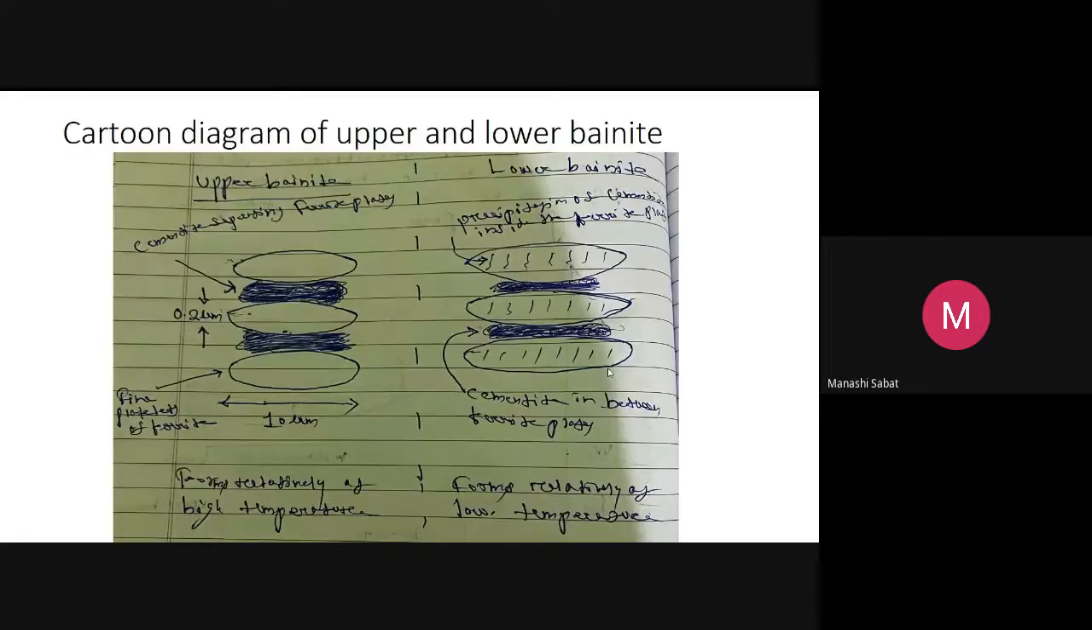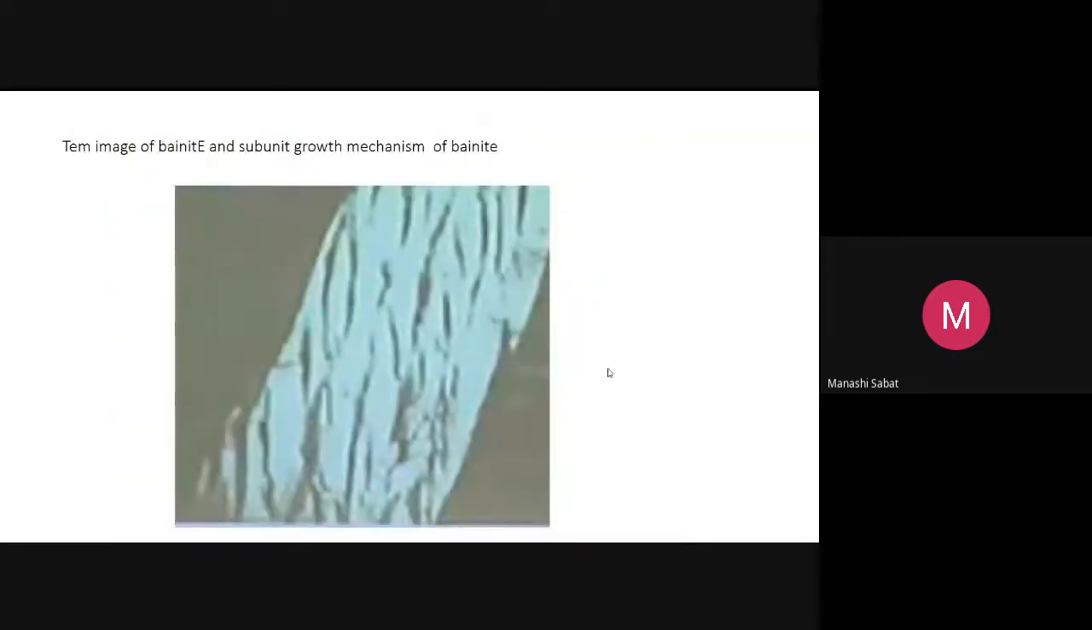I have shown you this one. Just compare this figure with this one and tell me. The lower bainite. This is a lower bainite. Okay. Anybody else? How many of you are saying upper bainite?